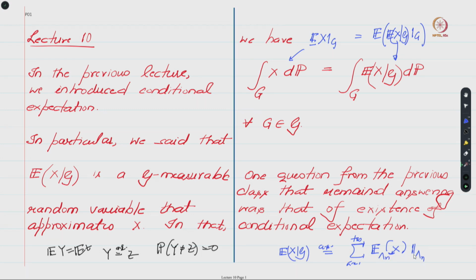And why do we insist on almost sure? The reason is just that someone can change this right hand side on a 0 measure set and conclude that, oh, this is not equal to what you have written over here. So this is just to safeguard against such a discussion.